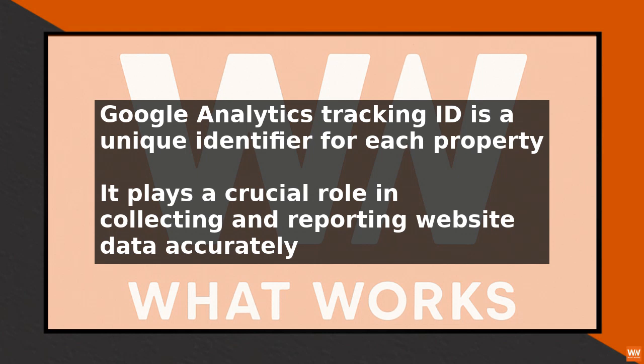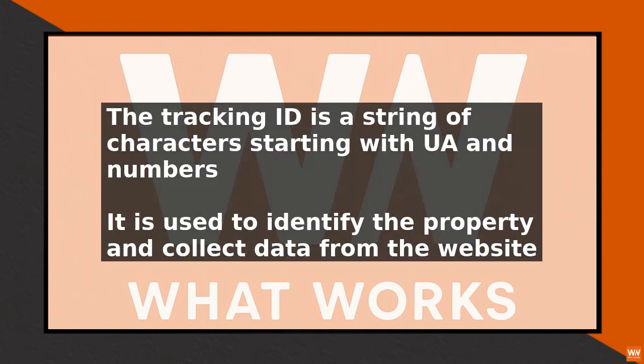Understanding the tracking ID. The tracking ID is a string of characters that starts with UA and is followed by a series of numbers. It is used to identify the property and collect data from the website. To find the tracking ID, navigate to the Admin section of Google Analytics. Select the property, and click on the Tracking Info section.